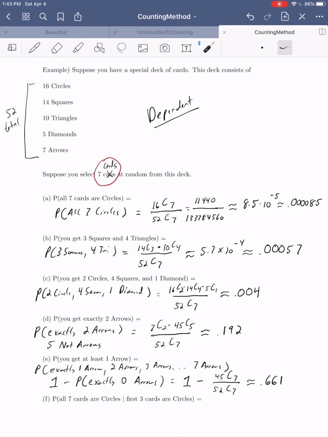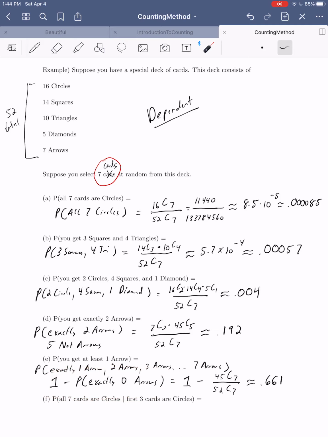Now, if you want to, you can go through and do exactly 1 arrow, exactly 2, exactly 3, all the way down to exactly 7, just like we did up here. So this guy would be 7C1, 45C6 over 52C7. Then this guy would be 7C2, 45C5 over 52C7. Then this guy would be 7C3, 45C4 over 52C7. Do all of those, add them all up, and you will get exactly the same thing. But of course, this is much faster, a very nice use of the complement rule.